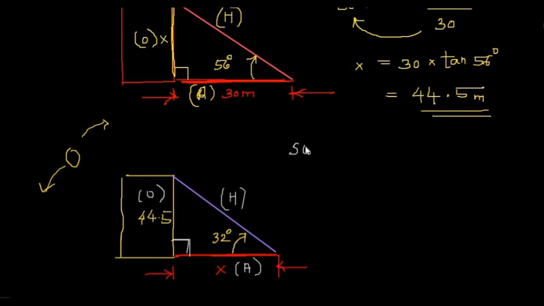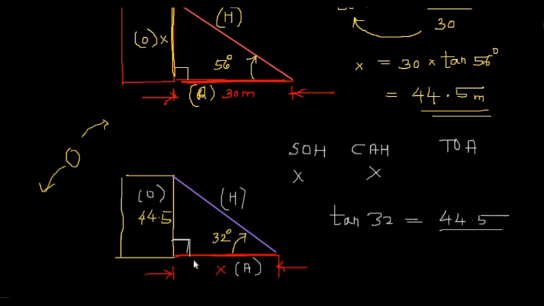Now again, if you see SOH and CAH, we cannot use them because they involve the hypotenuse and we do not have the hypotenuse with us. So if we are using these two, we will have two unknown variables, which is not possible to solve. Hence we will discard SOH and CAH and we can use the TOA, that is the tan. So we can write it as tan of 32 degrees is equal to, opposite is 44.5 divided by adjacent is the length of the shadow, that is x.